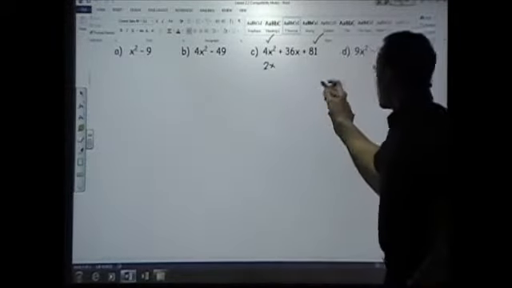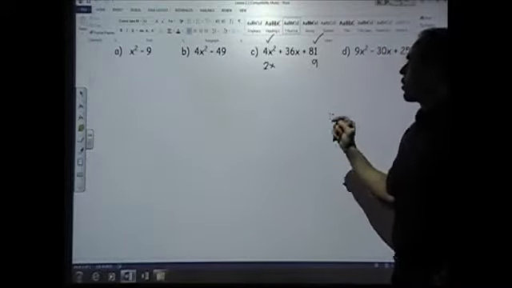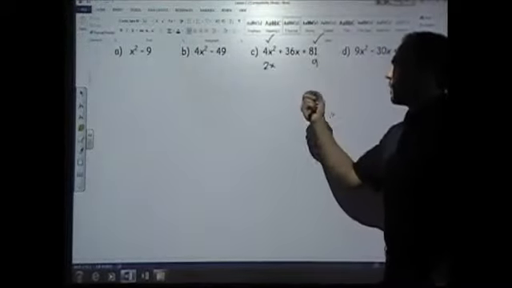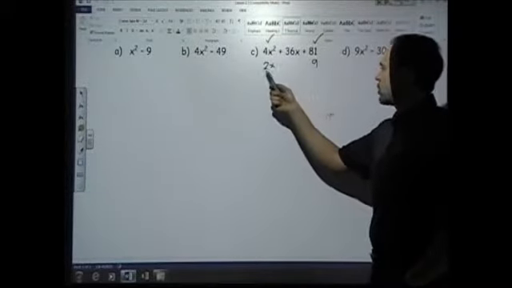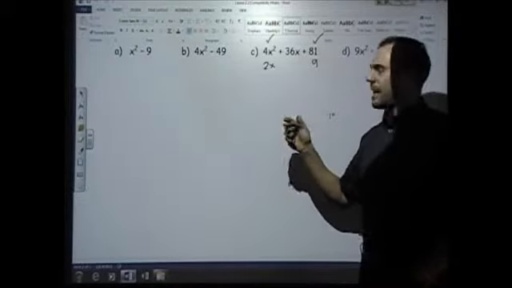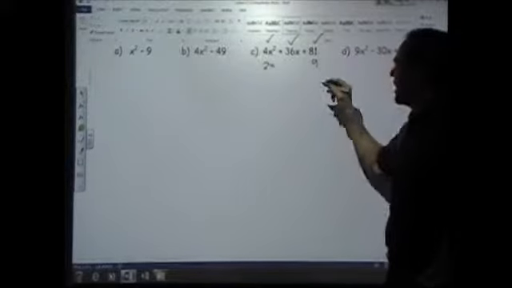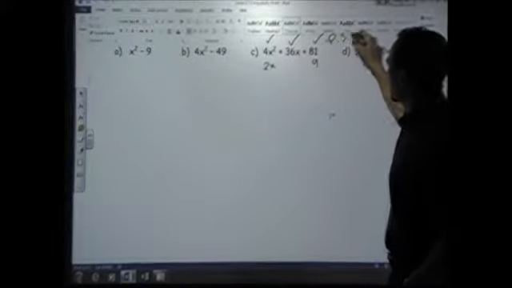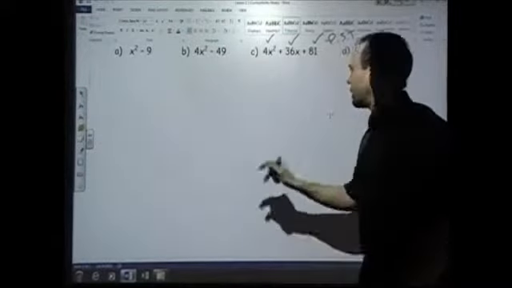So, knowing that, there may be a possibility that this is a perfect square trinomial. I have to check the middle number. How do you check? The square root of that is 2x, the square root of that is 9. So 2x times 9 is 18x. 18x, if I double it, it's 36x. So yes, this is a perfect square trinomial. And no, I do not need to use decomposition.